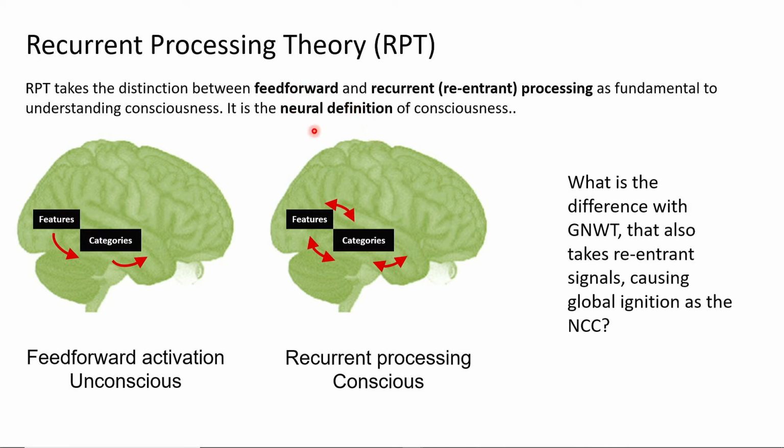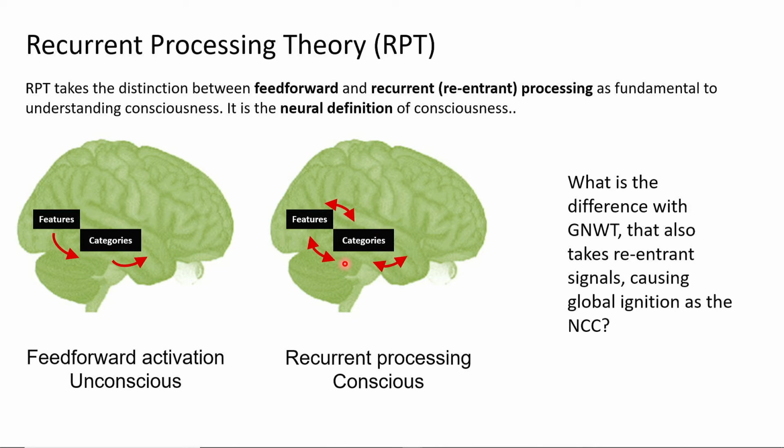At some point I even coined it the neural definition of consciousness. For one thing, the feed-forward activation gives you all these features and categories and all sorts of categorizations. But only when you integrate all this information via these recurrent interactions do you get perceptual organization, and you also get conscious perception then.